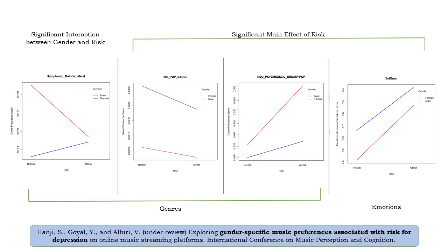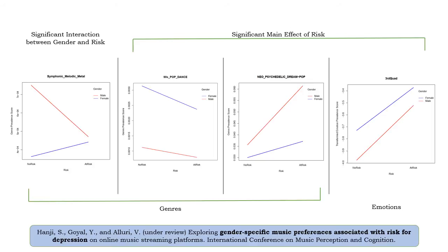Now, moving on to some ongoing studies, we are looking at the relation between an individual's gender and their risk for depression, and how this interaction between gender and risk is associated with their music preferences. Specifically, if we look at the music listened to by females who are at risk, then how does that differ from music listened to by males who are at risk? And for this study, both tag and acoustic features are being considered.